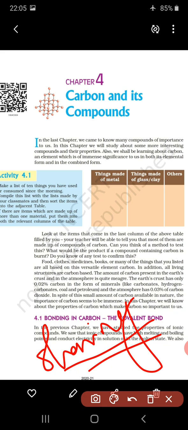And ionic bond means what? Ionic compounds are formed by the loss or gain of an electron. How are ionic compounds formed? Loss or gain of an electron. And covalent compounds are formed due to the sharing of an electron. This is very important.